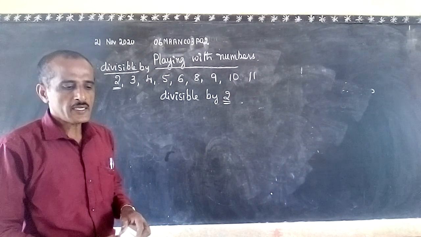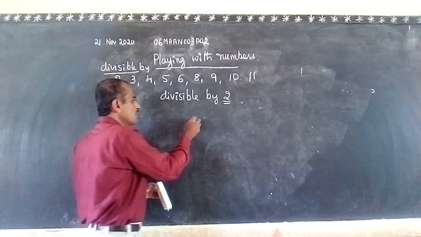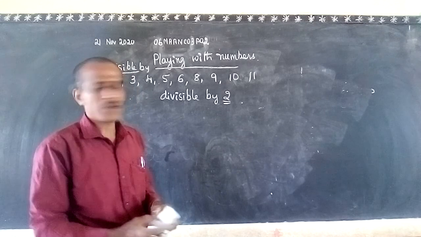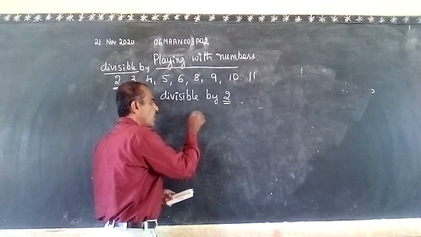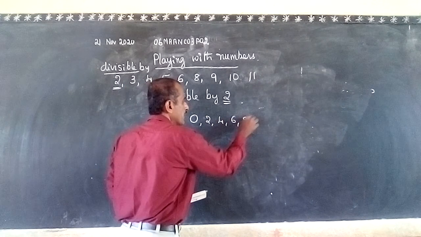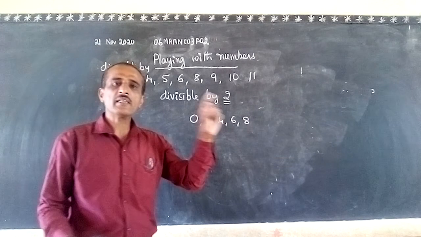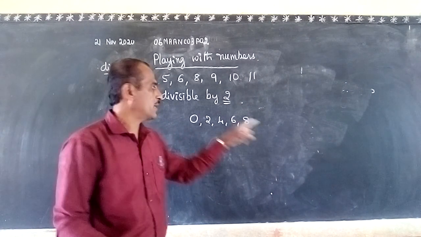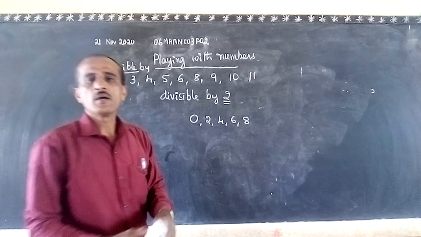See, to check whether a number is divisible by 2 or not, you have to check the last digit of the number. If a number ends with 0, 2, 4, 6 or 8, these even digits, in the ones place of a number, then it is divisible by 2.